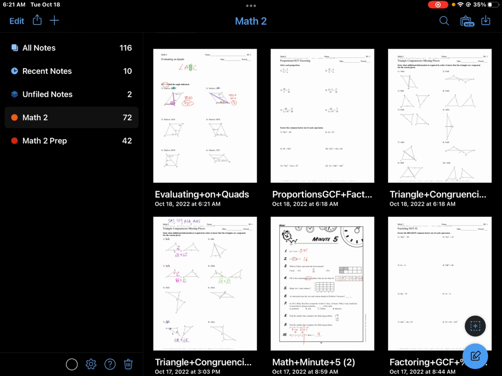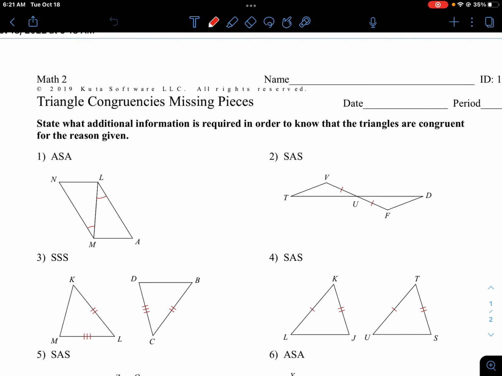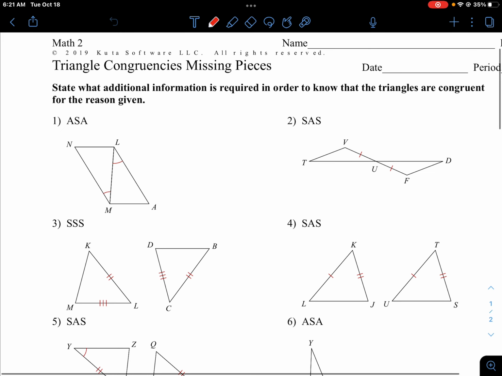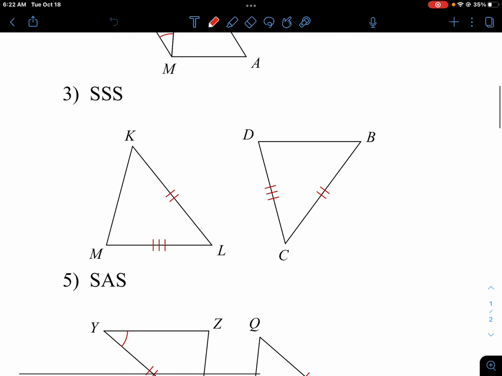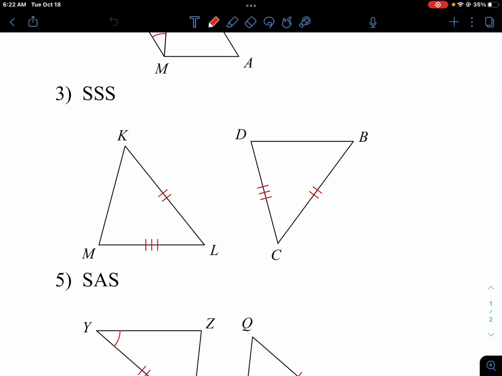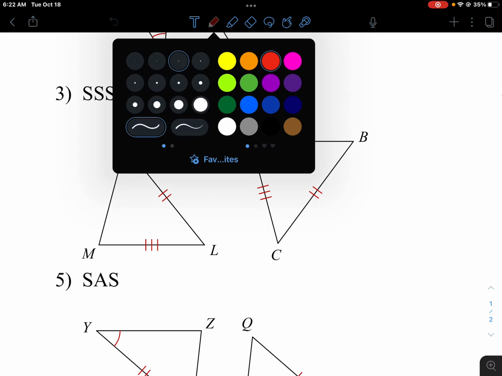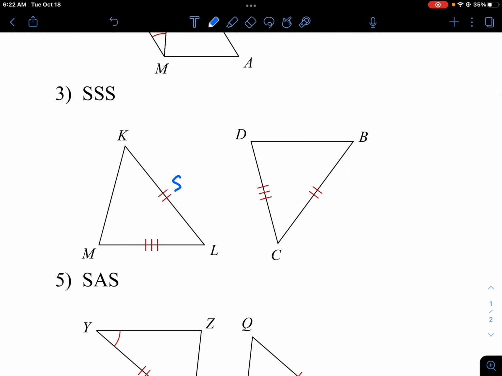And then the other two links are stuff we've done. This is what we did yesterday. So just do problems that have two triangles separated. So like number 3, you're looking for side, side, side. Okay? So remember to mark or label what you have.